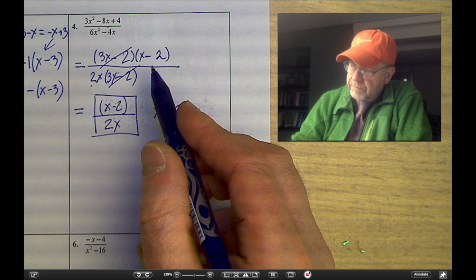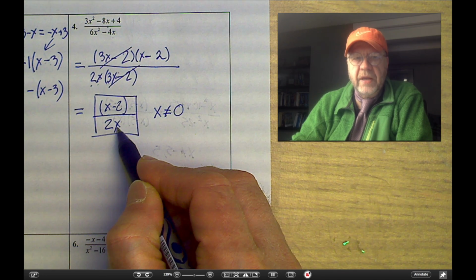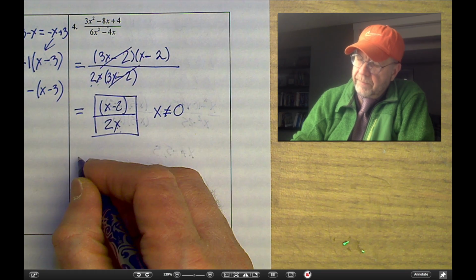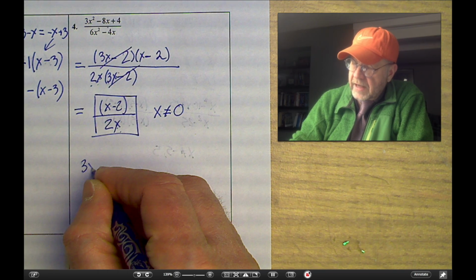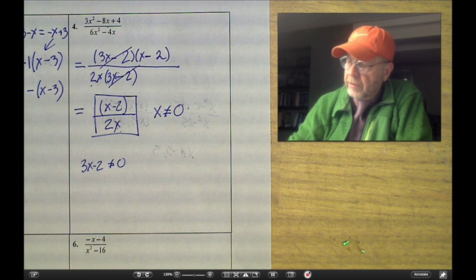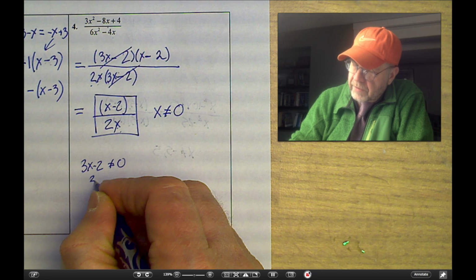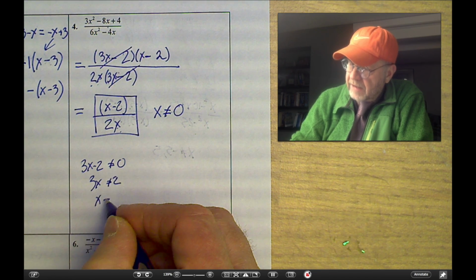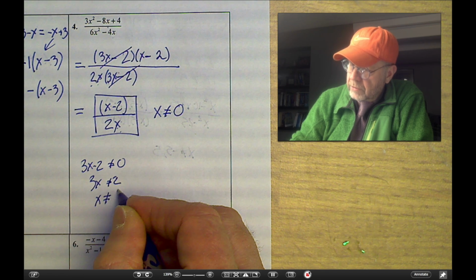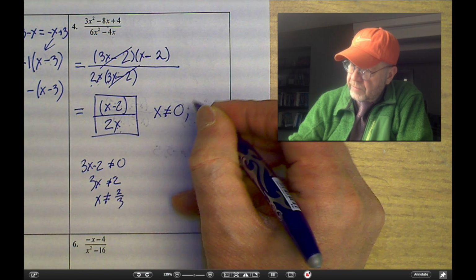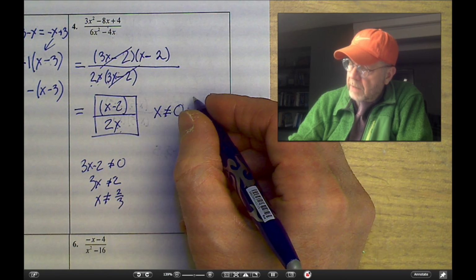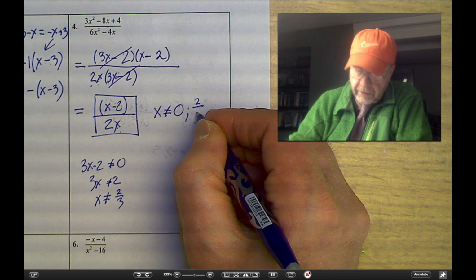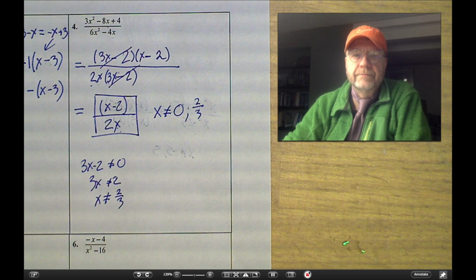And, well, if x equals 0 as well here, it would make this part of the expression blow up. But we also have to look at over here, the 3x minus 2. 3x minus 2 must not equal 0. In other words, 3x must not equal 2, which means that x must not equal 2/3. So my two non-permissible values are 0 and 2/3.